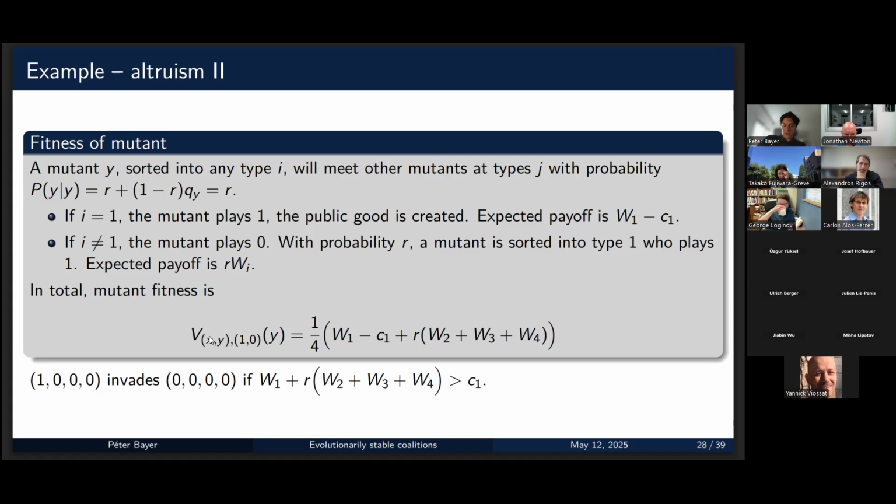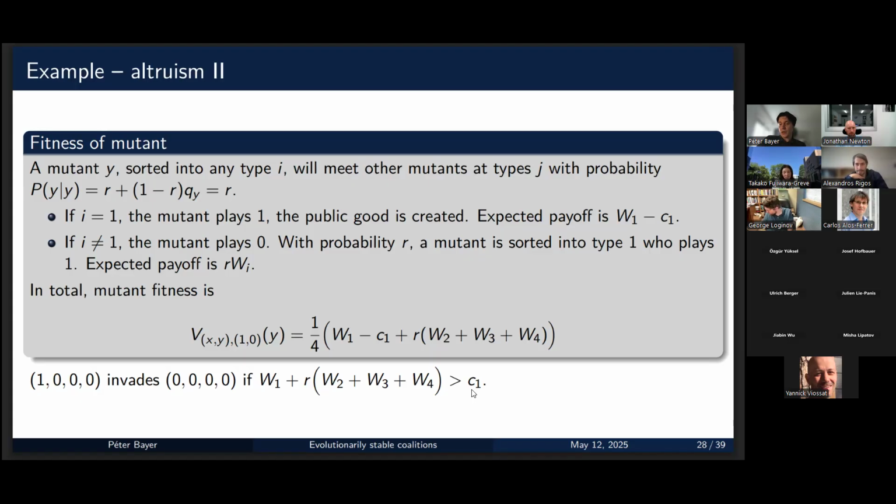So in total, the mutant fitness will be just 1/4 times what happens if I get sorted into type 1, plus R times what happens, this is what happens in total if I get sorted into 2, 3, and 4, which is just R times W2, W3, W4. So this invades the resident as long as the gain of type 1 plus the gains of every other type times R are larger than the cost for type 1.